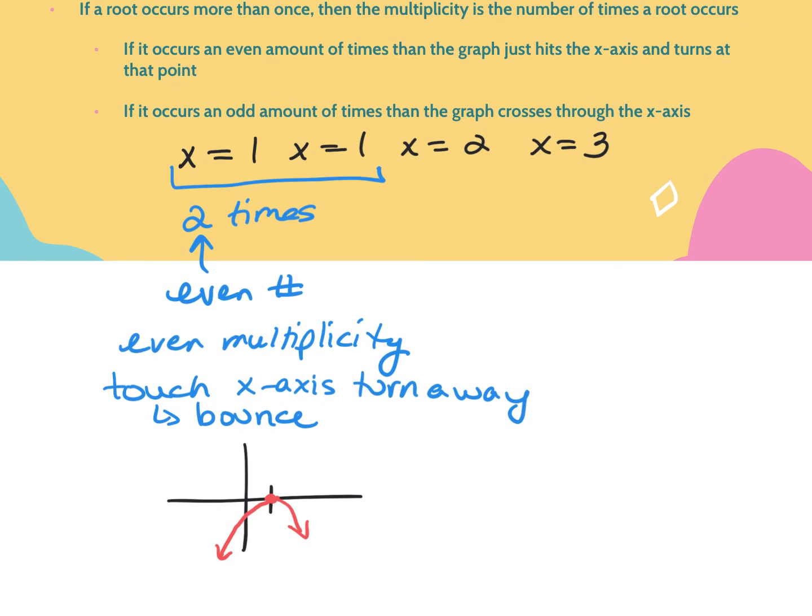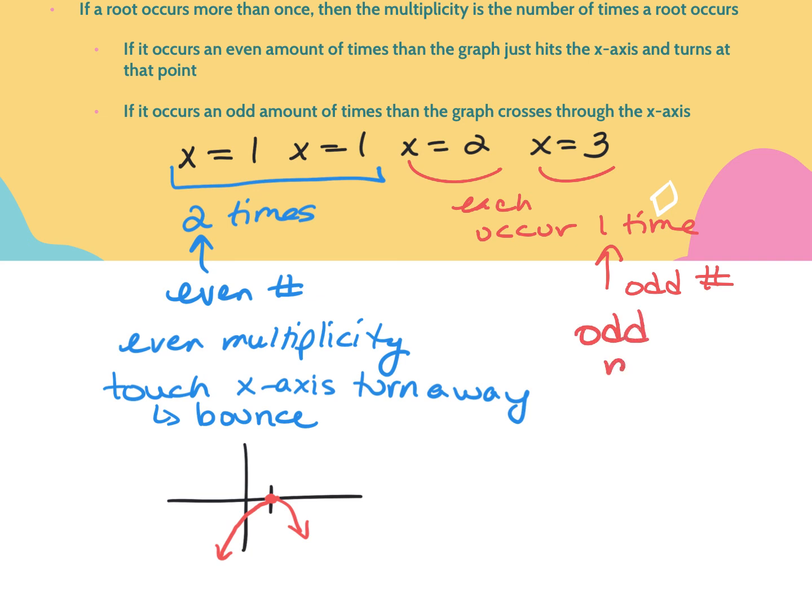Now, notice x equals 2 and x equals 3. Each of these occur 1 time. 1 is an odd number. When you have an odd multiplicity, this is going to cross the x-axis.